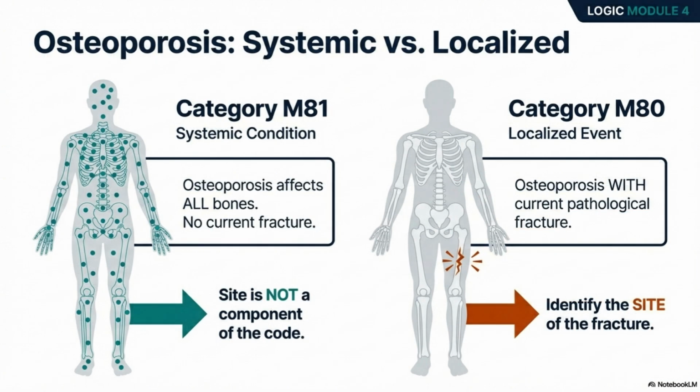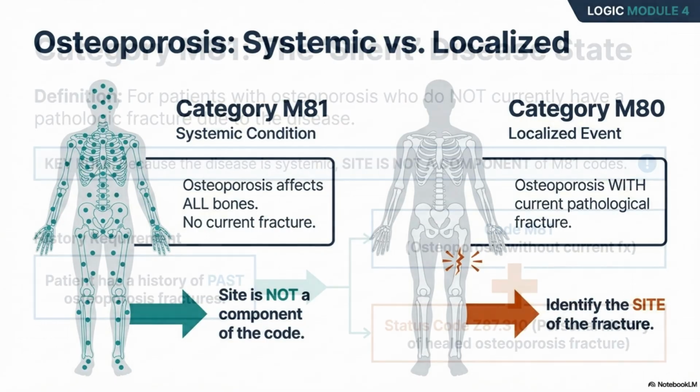Systemic osteoporosis affects all bones and does not require a site-specific code. Osteoporosis with fracture requires identifying the exact fracture site. M81 is used when the patient has osteoporosis without a current fracture. Because the disease is systemic, you don't code a site. But M80 is used when the patient has osteoporosis with a current pathologic fracture, and here, the site must be identified.